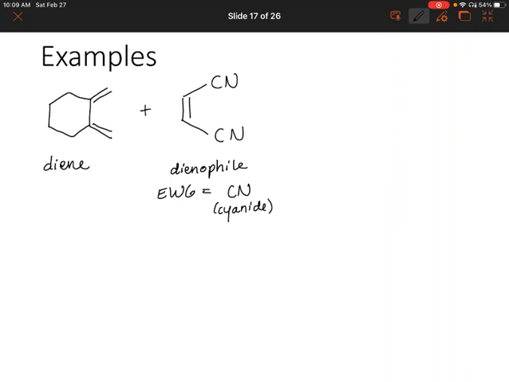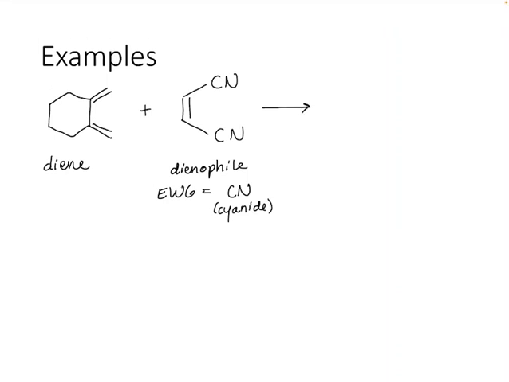All right, so pause the video and see if you can figure out what the product would look like. And remember to show stereochemistry for the cyanide groups. So would they both be in dashed positions, in wedge positions, or would they alternate? Would one be a wedge or one be a dash? And then when you're done, we'll go over it together.